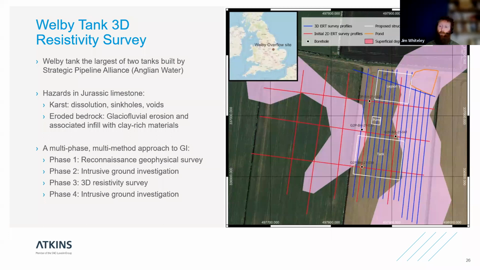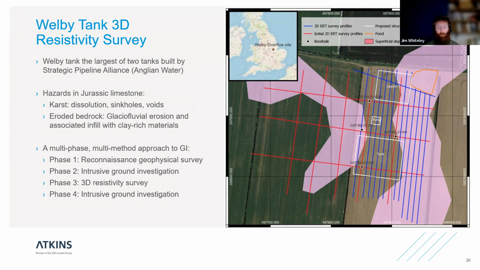And of course, if you're trying to put a tank, and this is the largest tank that's being built as part of the Strategic Pipeline Alliance, which is being run by Anglian Water, you want to make sure that that is basically all sited on the same material to avoid the risk of differential settlement. And interestingly, because it's an overflow tank as well, one of the things you want to consider is if there has to be an emergency release of water, that you're not pumping that water into, say, a sinkhole which is situated just off the edge of the tank, which may then be rapidly dissolved by the vast volumes.